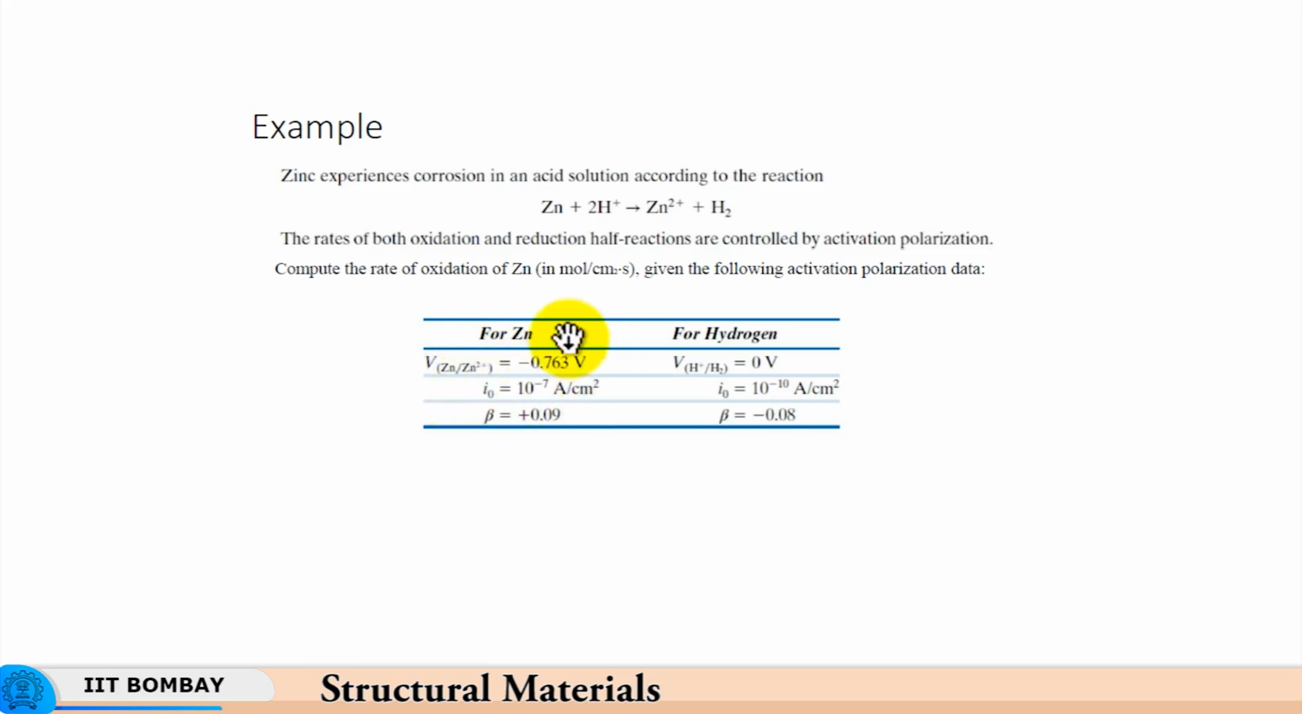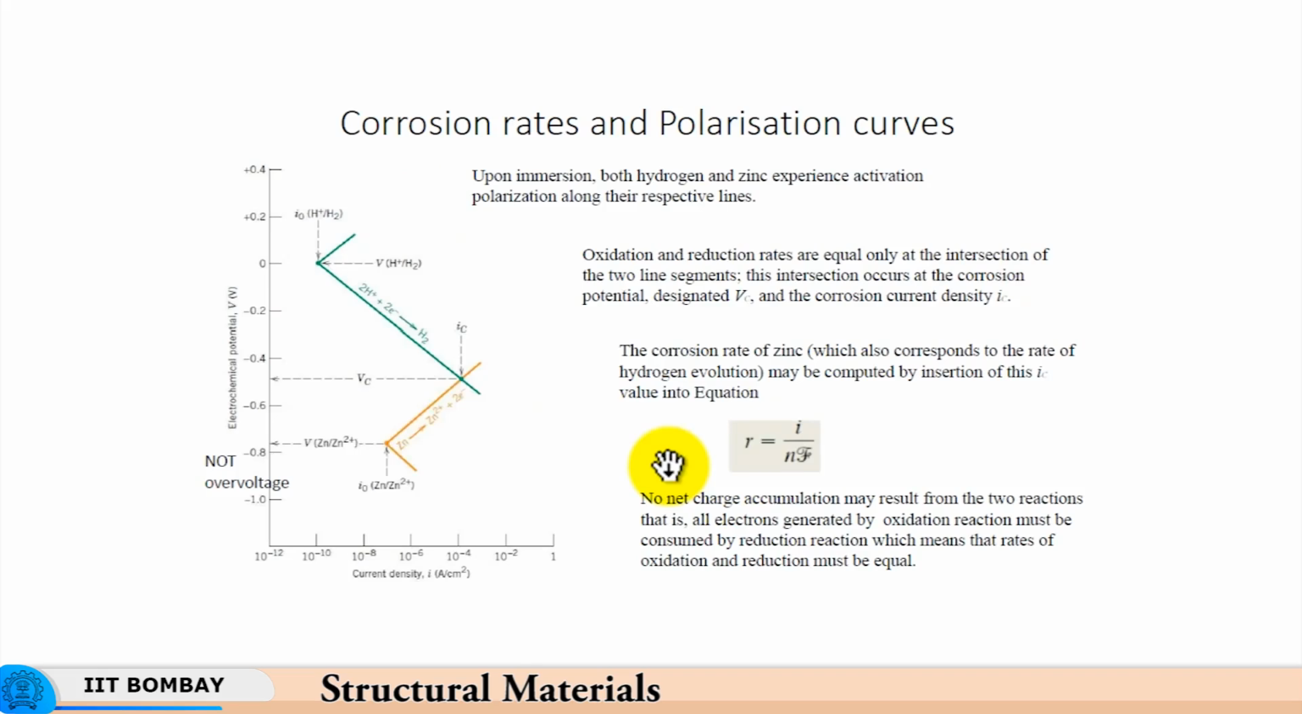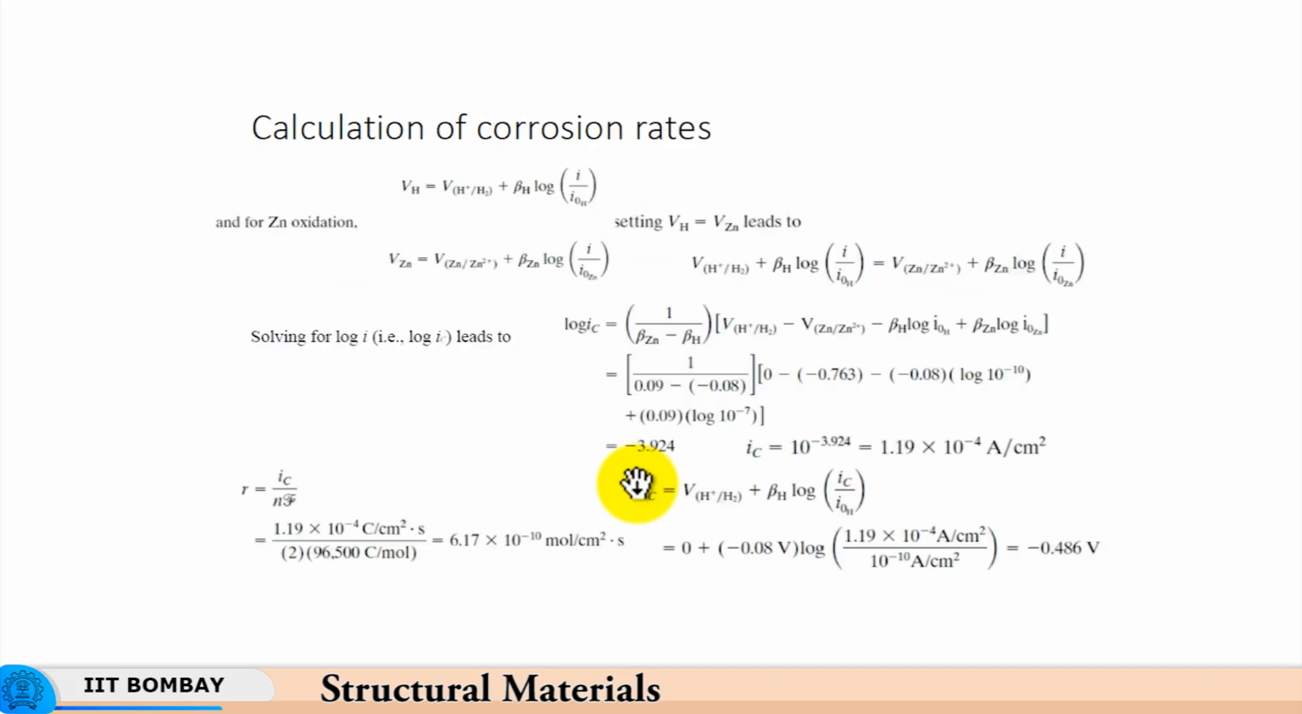Zn2+, the equilibrium potential is minus 0.763 volts, and for hydrogen it is 0. I naught at equilibrium is 10 to the power minus 7 ampere per square centimeter for zinc. For hydrogen it is 10 to the power minus 10. Beta, the constant, is 0.09 for zinc and minus 0.08 for hydrogen. So, this is the data that is given to us, which will enable us to locate this. So, this point gets located automatically. We have I naught and V naught there.